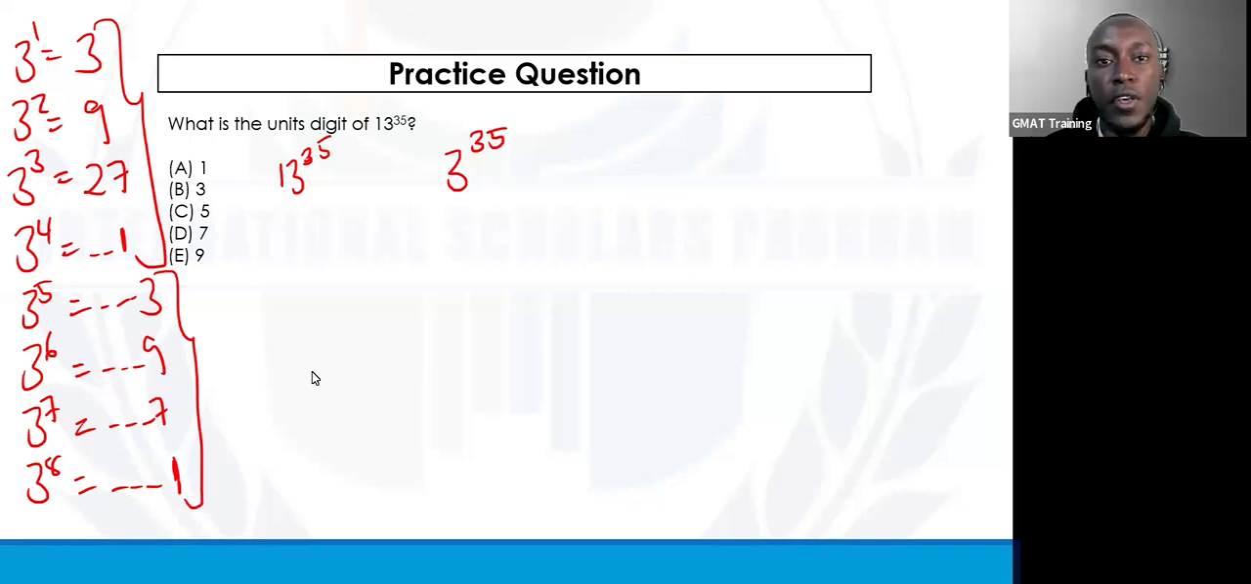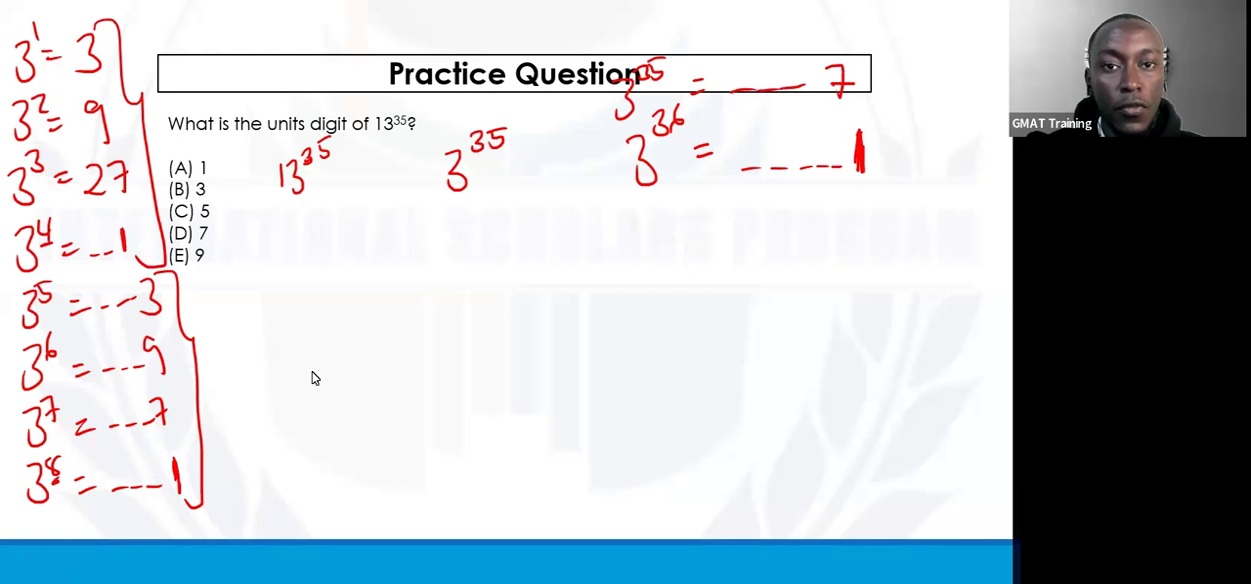So for 3 to power 35, we check that power 35 and find the closest multiple of 4. Yes, it's 3 to power 36. We expect 3 to power 36 to be a value ending in 1. Then if you go back, 3 to power 35, we expect it to end in 7.